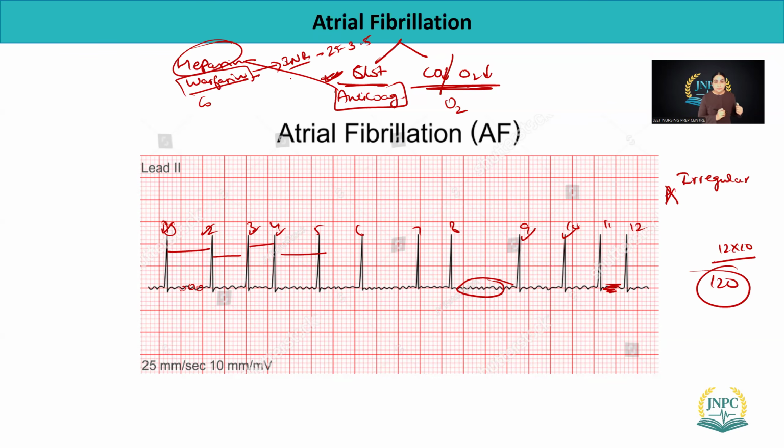So heparin. For heparin, what is the coagulation profile time that we check? That is your activated partial thromboplastin time. And what is the normal one? Let's see.